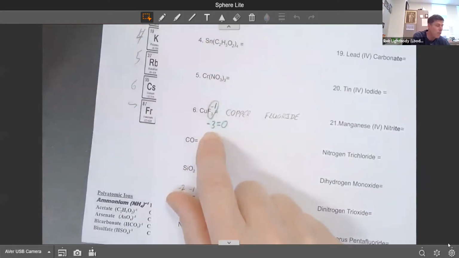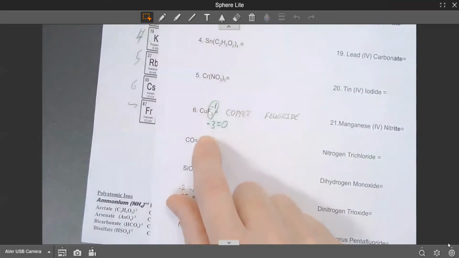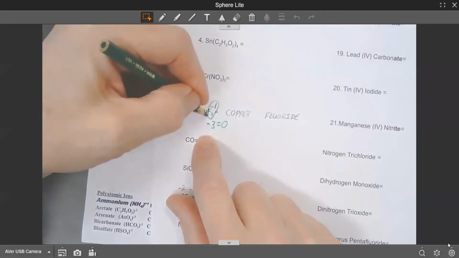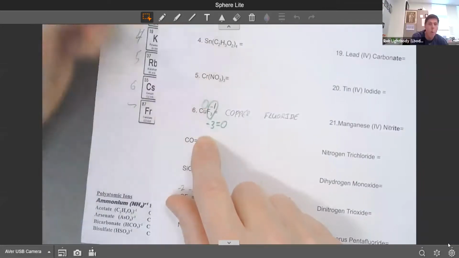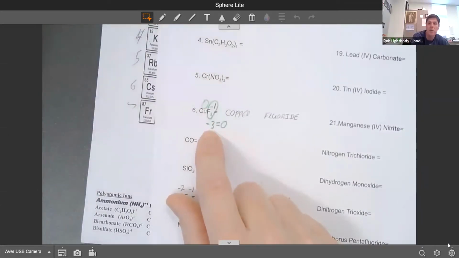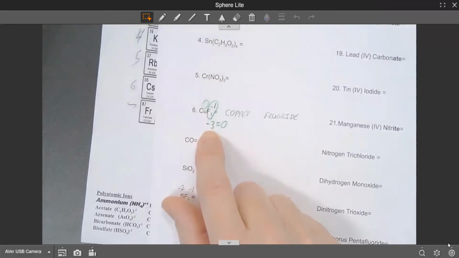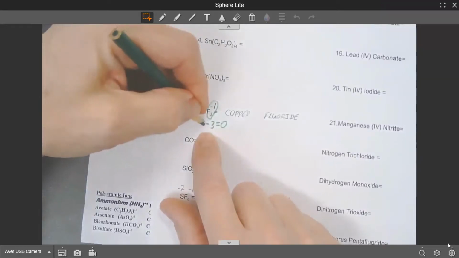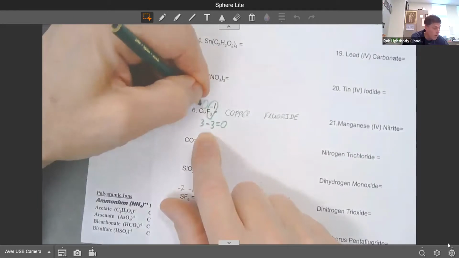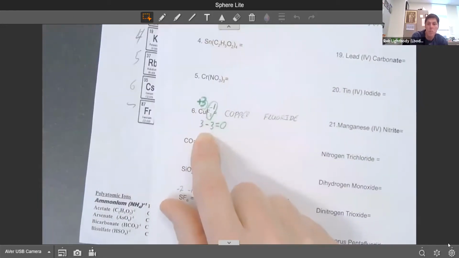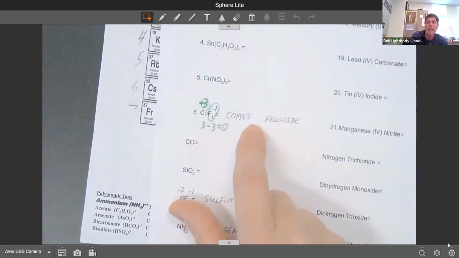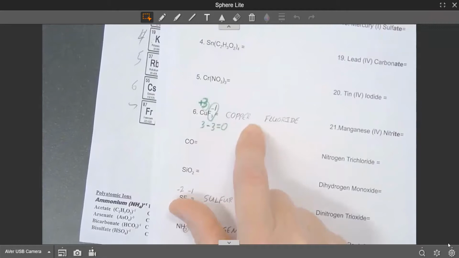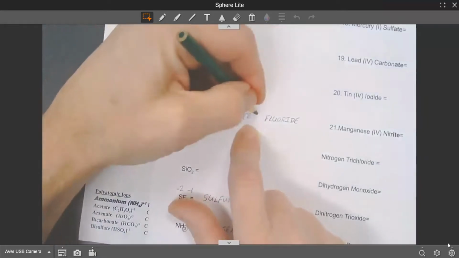How many coppers are there? 1. That means that 1 copper has to have what charge to cancel the -3? +3. It has to be a +3. So I know that copper has to be a +3 charge. So what do I do here? How would I let somebody know it's a +3? Roman numeral 3.